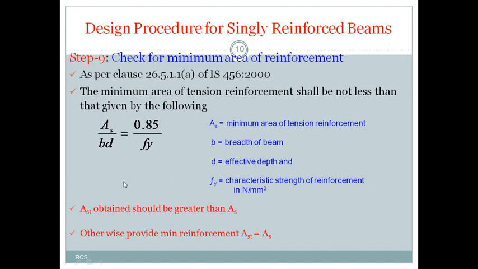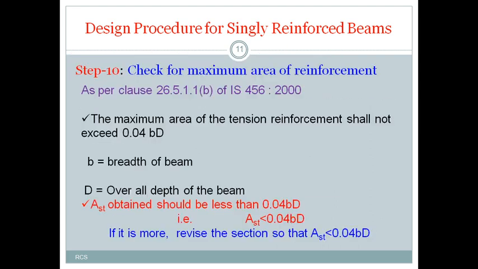If you are getting less than this, then provide the minimum reinforcement we have calculated with respect to this formula. That reinforcement we have provided for the design, and then move to the further steps. So this is a check regarding the minimum area of shear reinforcement. Then we have a check for the maximum area of shear reinforcement.